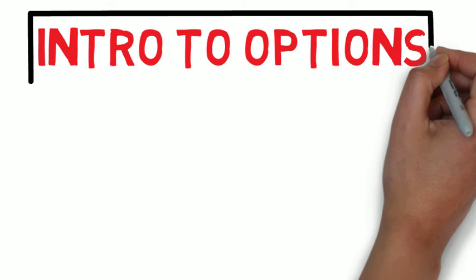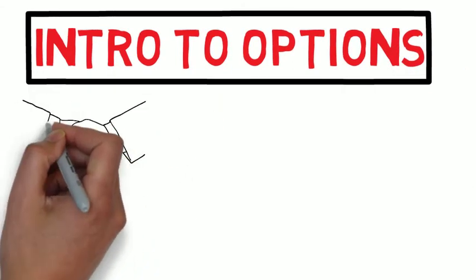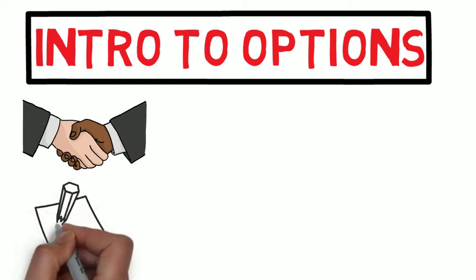Today we'll be going over options. Basically, what an option is, it's a contract between a seller and a buyer. There's two sides of every contract. The easiest way I can explain it is think of options as a form of insurance.